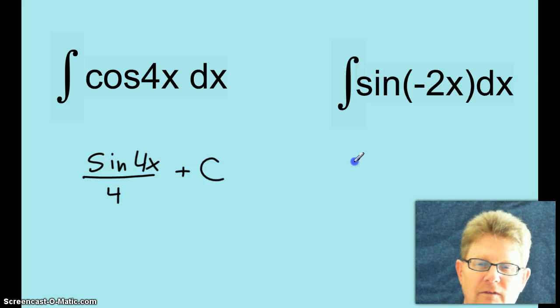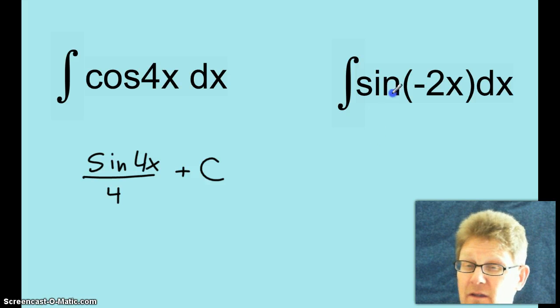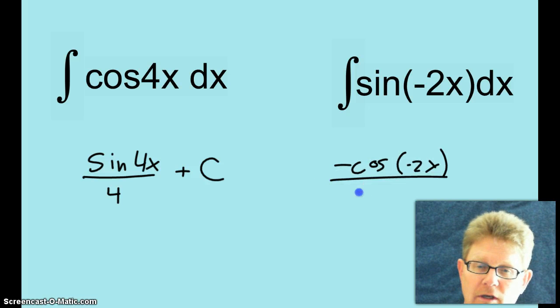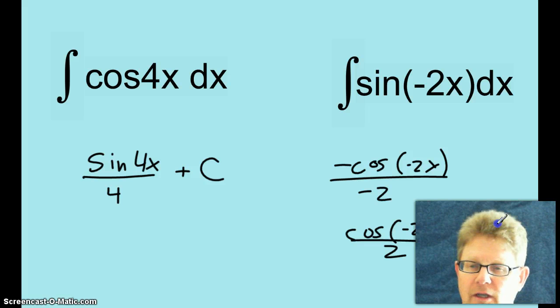Okay, the sine of negative 2x. All right, let's see here. That would be cosine. Sine is the antiderivative of negative cosine. So negative cosine of negative 2x all over negative 2, or you could just say the cosine of negative 2x over 2 plus some arbitrary constant which we don't really know what it is.